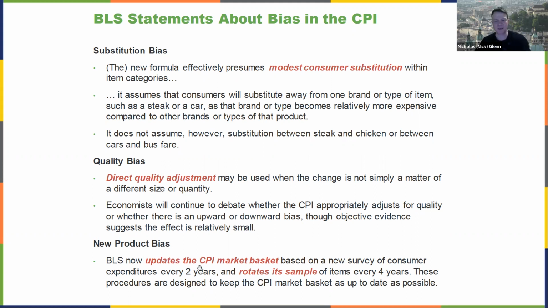And new product bias, like I mentioned, they try to update it every 2 years so they can get these new items into it. That's why they try to correct for that. But in the meantime, stuff's introduced in between those 2 years, so you can't really capture it. They do a good job of this, and it's going to give you a good idea of what's going on with the price level, but there's no way for it to be 100% objectively true. There's always some things where you have to make value adjustments, or you're just not able to get them immediately.